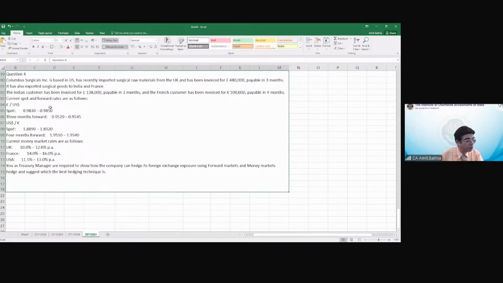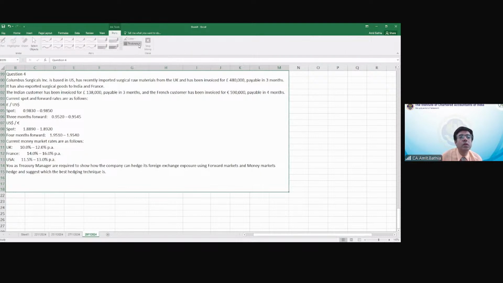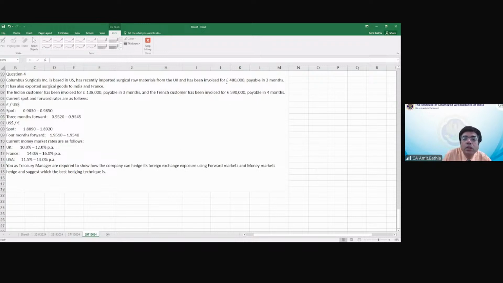Okay. So here is a question on forward contract and money market hedge. Let's start. Columbus Surgicals Incorporation is based in the US, has recently imported surgical raw materials from the UK and has been invoiced for pound 480,000 payable in 3 months. So you have been invoiced pound 480,000 payable in 3 months.